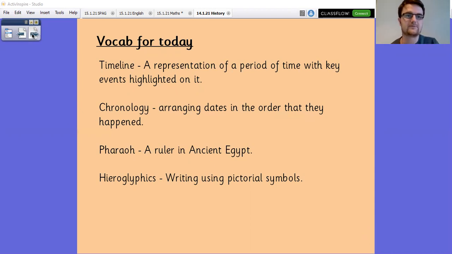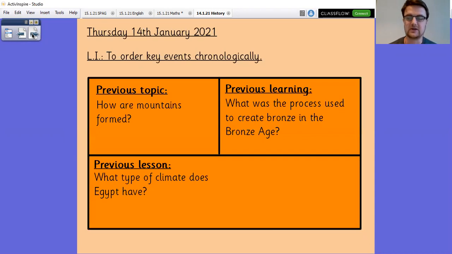So, our three starter questions. We've got a question from a previous topic, a question from a bit of previous learning that you've done in your Greenridge careers, and a question from your last lesson. So, previous topic, how are mountains formed? Previous learning, what was the process used to create bronze in the Bronze Age? And previous lesson, what type of climate does Egypt have? Pause the PowerPoint, have a go at answering those three questions. It just needs to be a couple of notes, doesn't necessarily need to be full sentences.